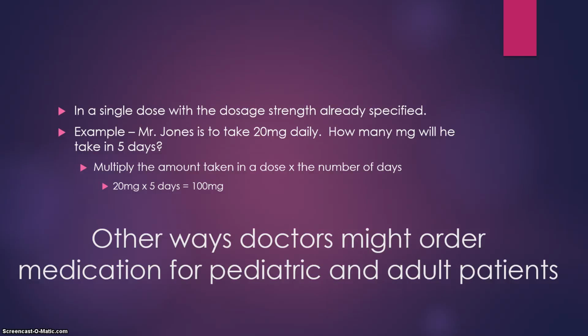A doctor may order medication for a pediatric patient in a single dose with the dosage strength already specified. For example, Mr. Jones is to take 20 milligrams daily. How many milligrams will he take in 5 days? So you multiply the amount taken in a dose times the number of days. So he's taking 20 milligrams a day, right, for 5 days. So 20 milligrams times 5 days gives you 100 milligrams.